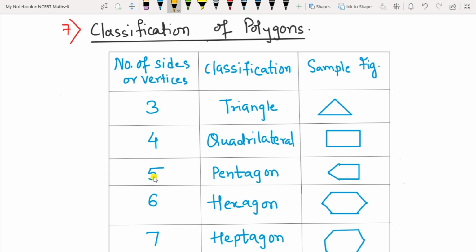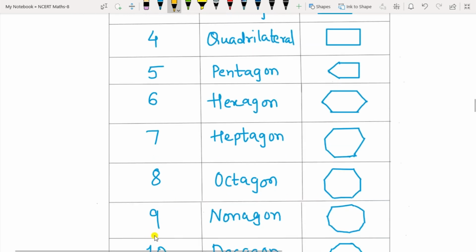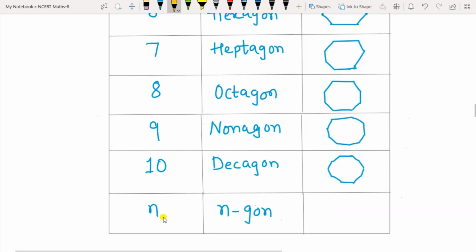Then if it has 5 sides, it is called a pentagon. This is a figure for a pentagon, 5 sides. Then 6 sides, it is called a hexagon. This is the 6-sided figure. If the figure has 7 sides, it is called a heptagon. Then 8 sides, it is called an octagon. Then 9 sides, a nonagon. And 10 sides, the decagon. And if the figure has n sides, it is called the n-gon.